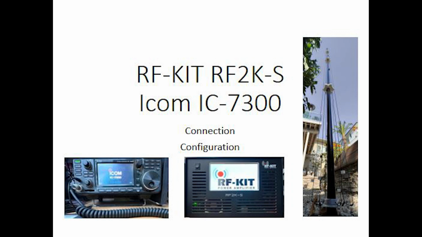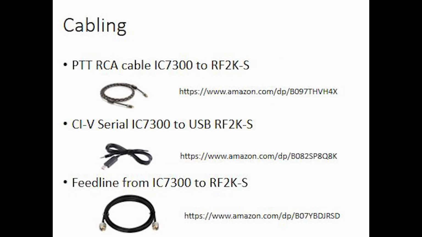This video covers how I integrated the RF-KIT RF2K-S into my ICOM 7300 DXCommander S9 rig. To do this, you're going to need three cables. A PTT cable, which is an RCA cable that goes from the 7300 to the RF2K-S.